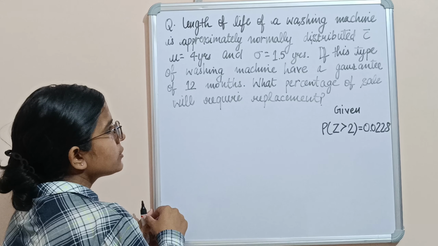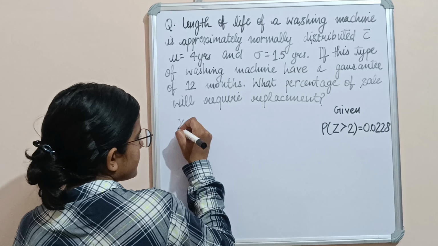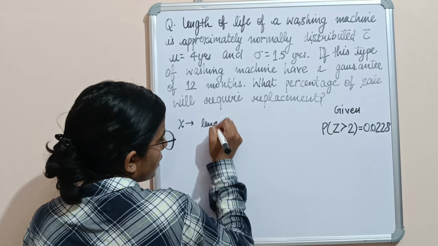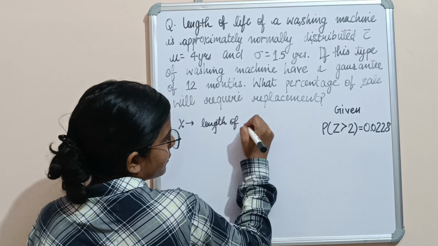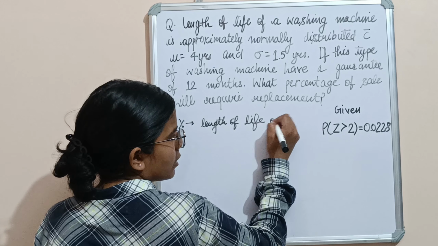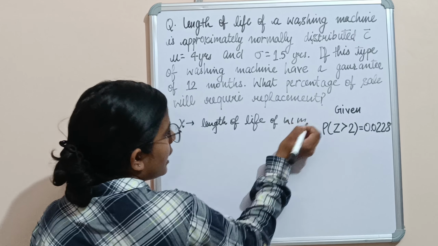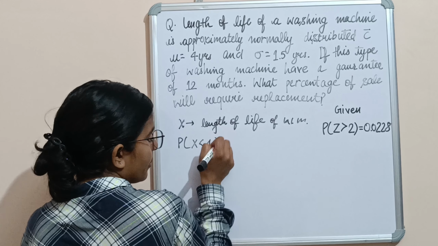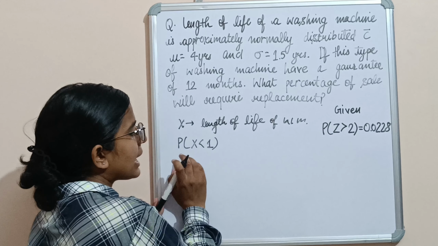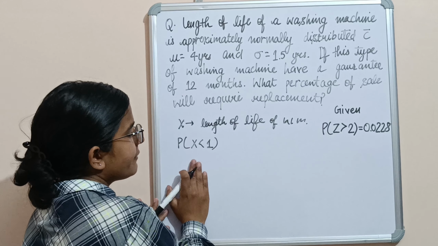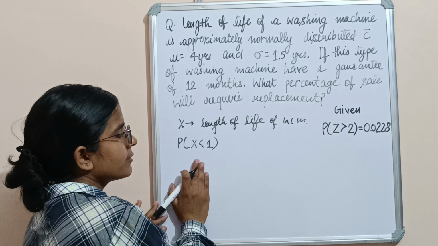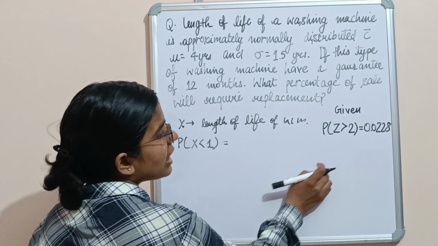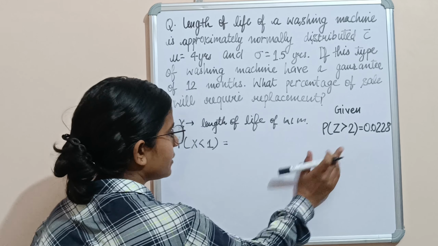So first of all, if x is the length of life of a washing machine, then we have to find probability of x less than 1, because we give a guarantee of 1 year, and if it is defected in less than 1 year, we have to replace it. Now we are given a probability in terms of z.